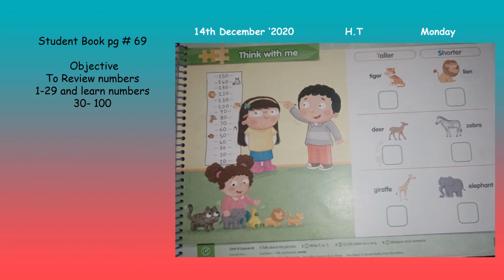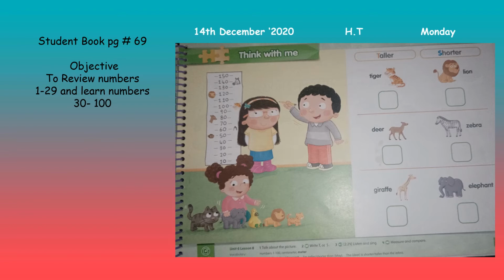Now, which one is shorter and which one is taller? The tiger is shorter. You just have to write capital S in the square box. And under the lion picture, you have to write T. T for taller.